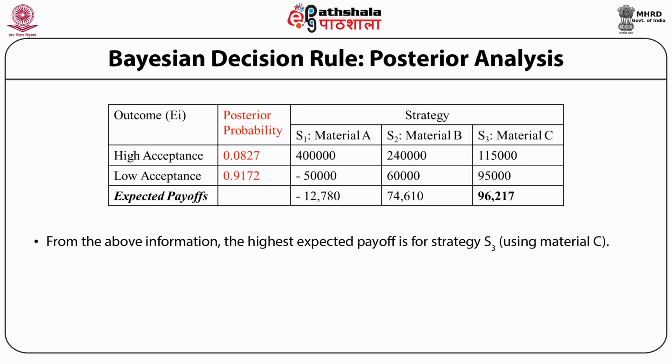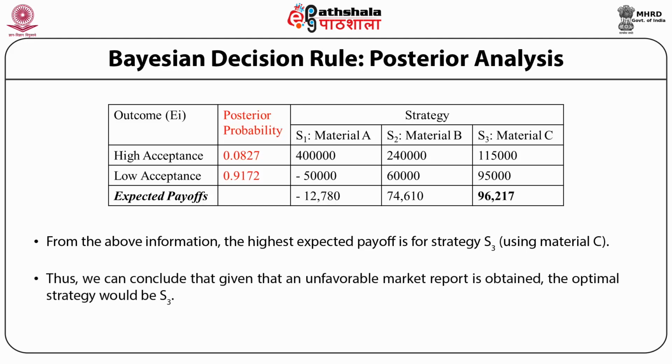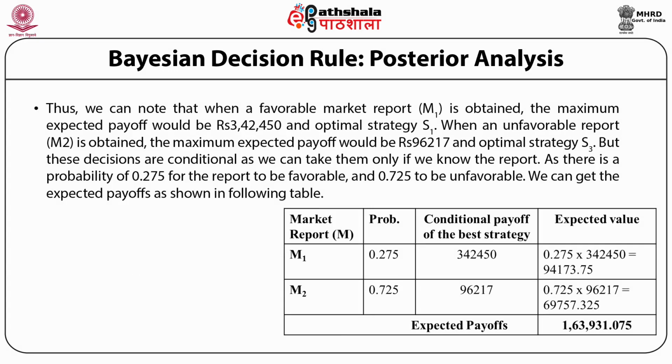Now, it's obvious from the above information that highest expected payoff is for strategy S3. It means manufacturer is advised to go with the material C. Thus, we can conclude that given that an unfavorable market report is obtained, the optimum strategy would be S3. So we can note that when a favorable market report is obtained, the maximum expected payoff would be rupees 3,42,450 and optimal strategy S1.